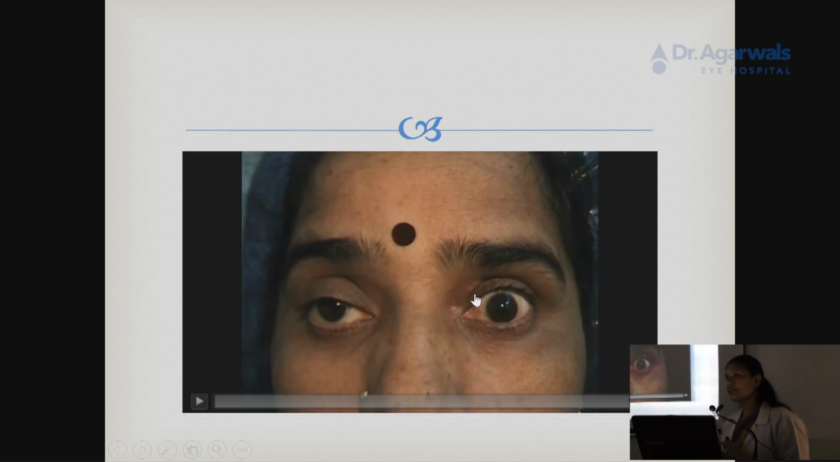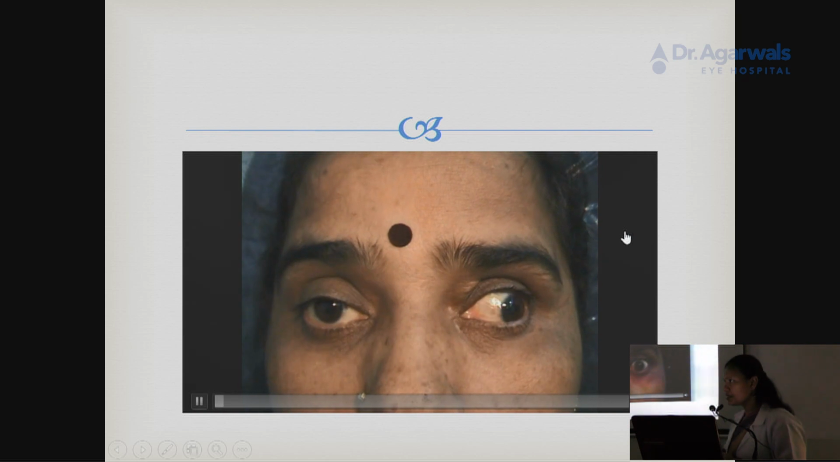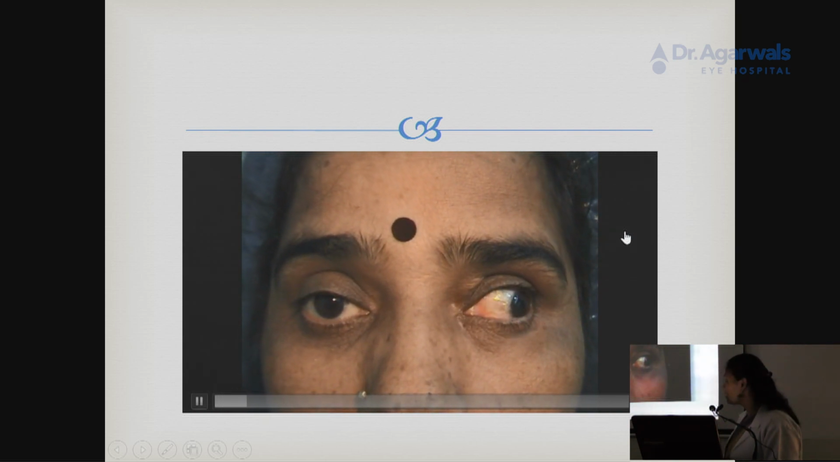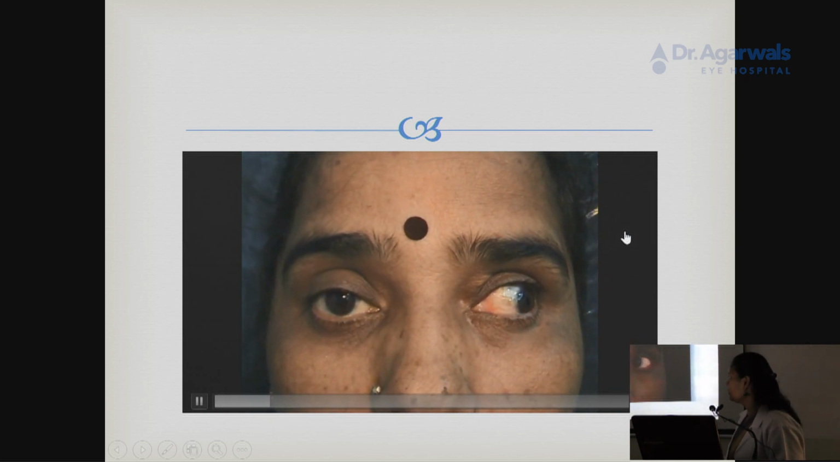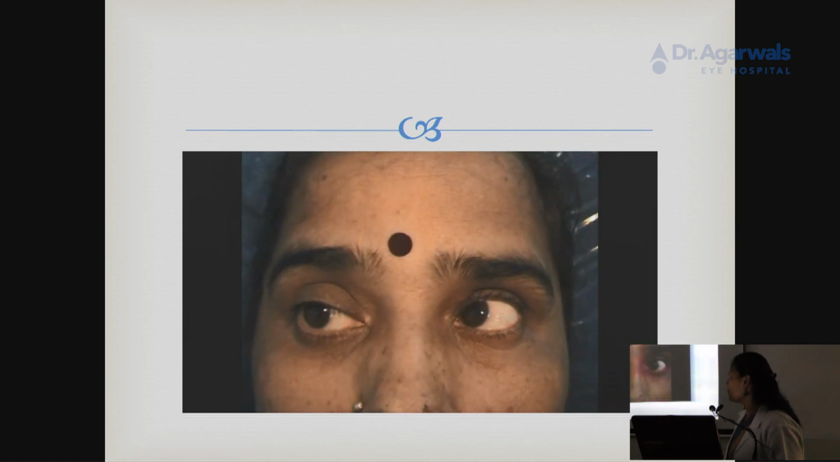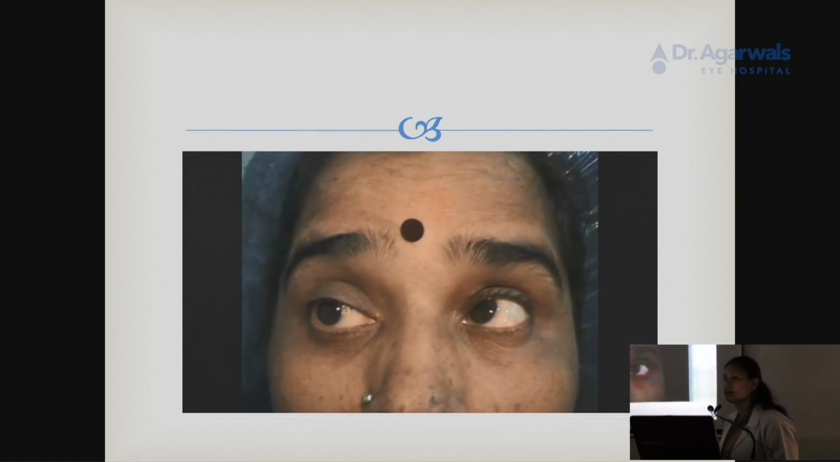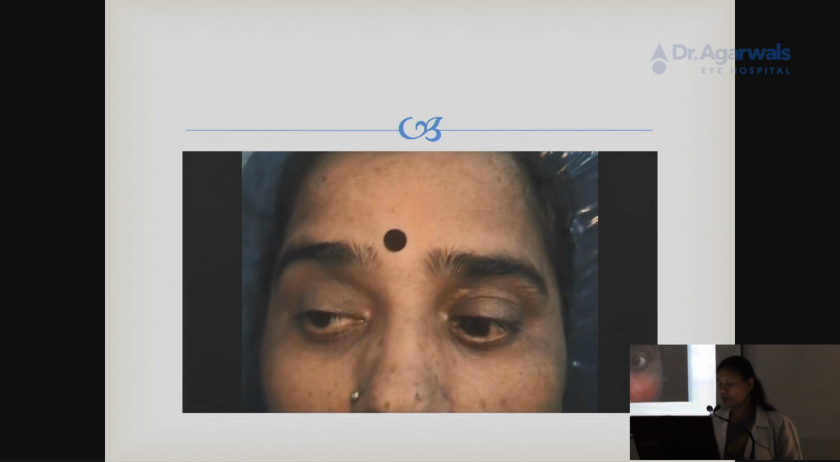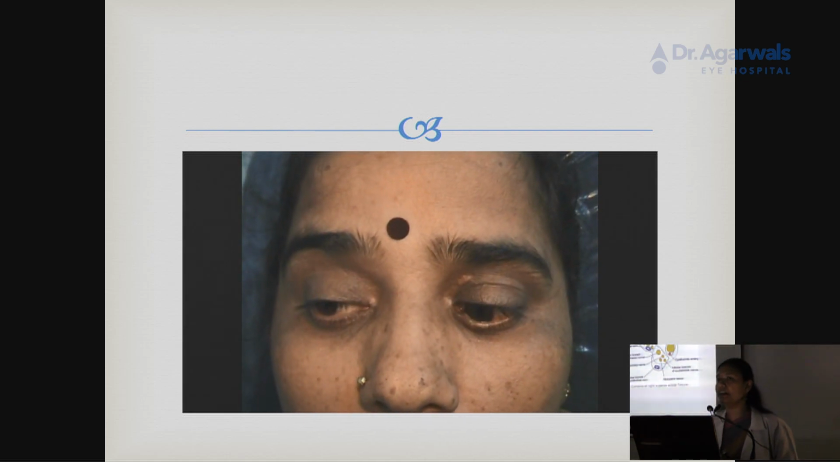So we have covered third, fourth and sixth. We'll look into something else also. What is happening in this eye? There is no movement happening. Adduction is not happening, abduction is not happening, no elevation, no depression. So what is happening to this patient? She has got multiple cranial nerve palsies.